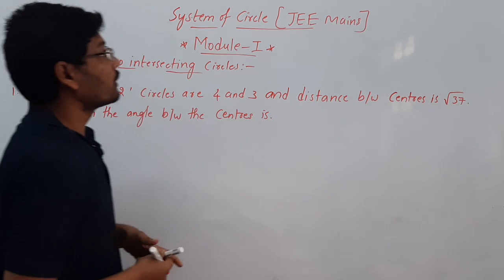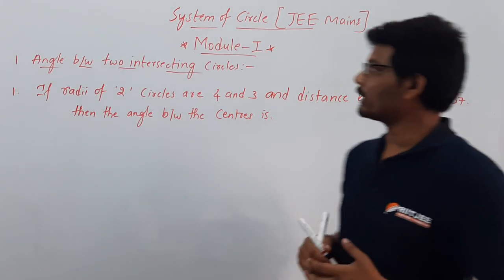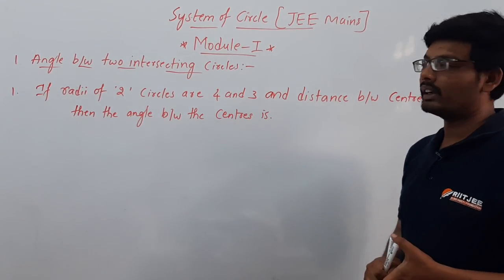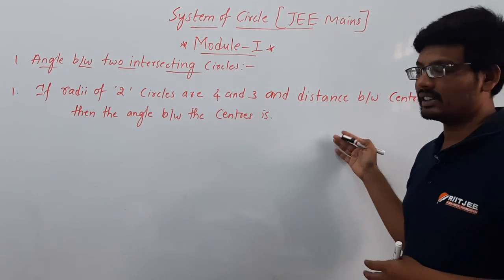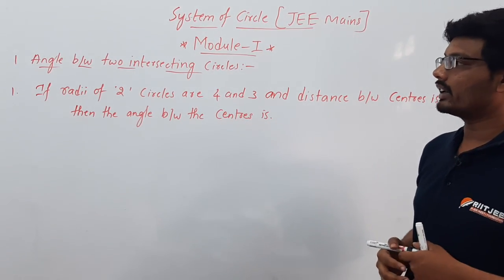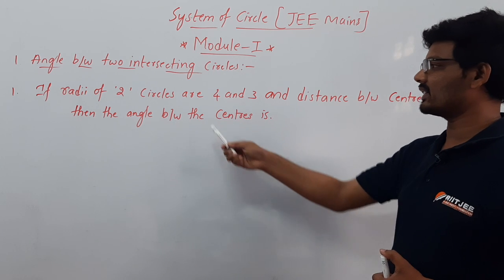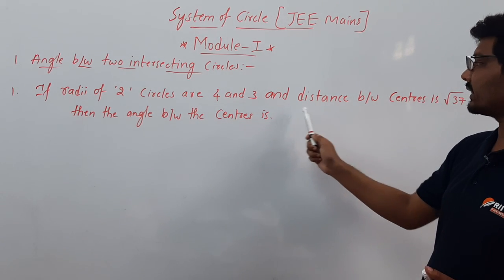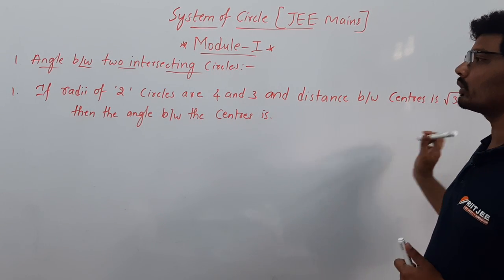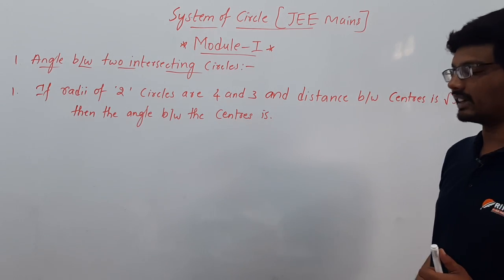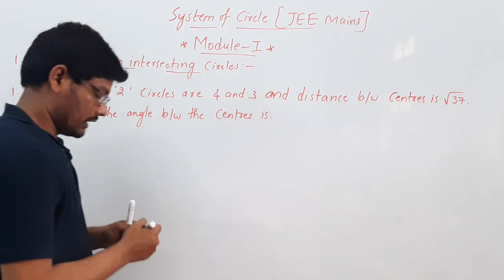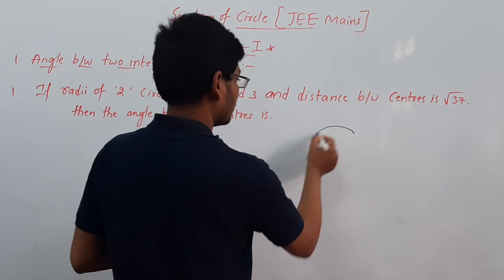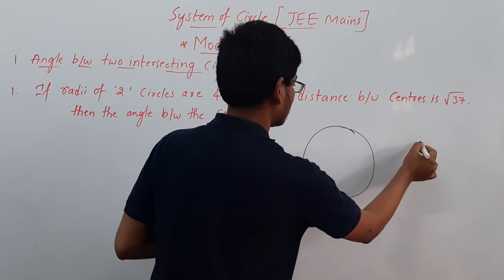This is a JEE system of circles problem, in Module 1, where the first topic is angle between two intersecting circles. Here is the first question: if the radii of two circles are 4 and 3 and the distance between the centers is root 37, then find the angle between the circles. First understand the question, then try to solve it. Here two circles are given, and the figure is two circles.